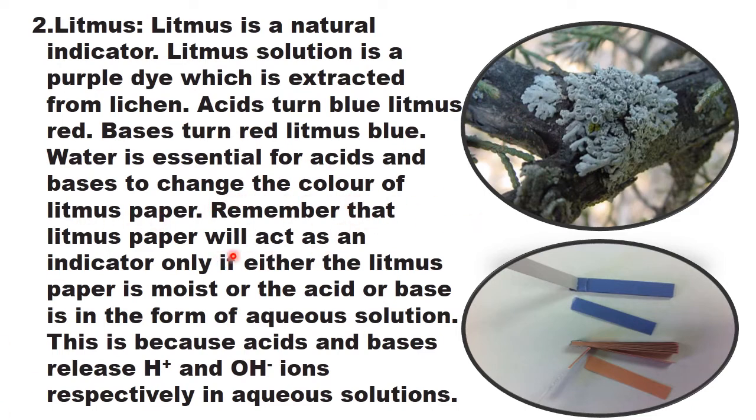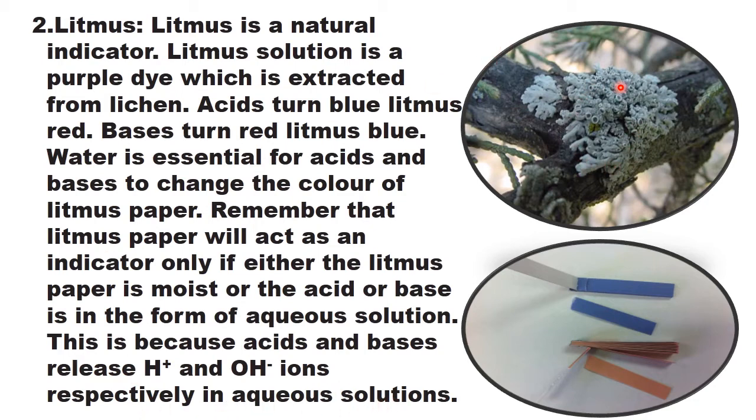Remember that litmus paper will act as an indicator only if either the litmus paper is moist or the acid or base is in the form of an aqueous solution. This is because acids and bases release H ions and OH ions respectively in aqueous solution.